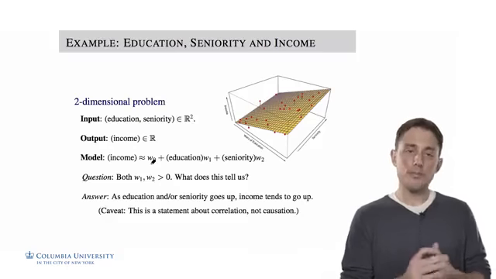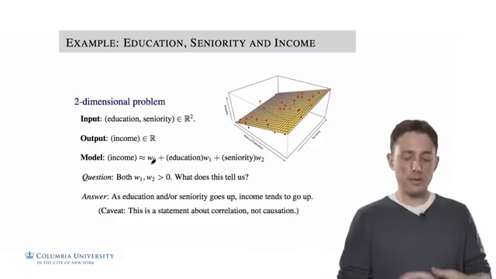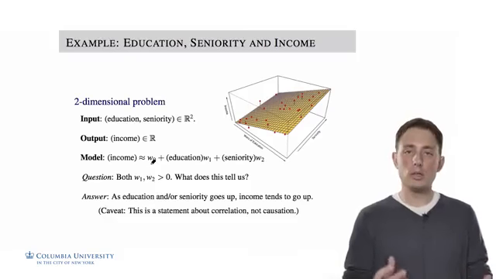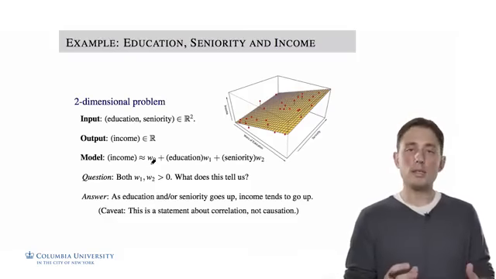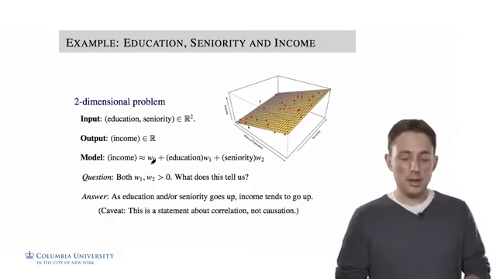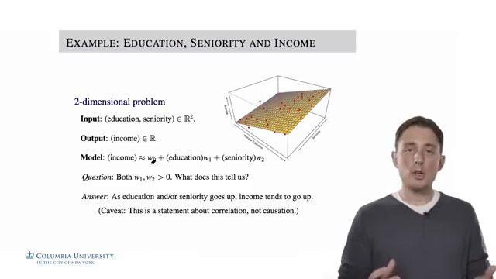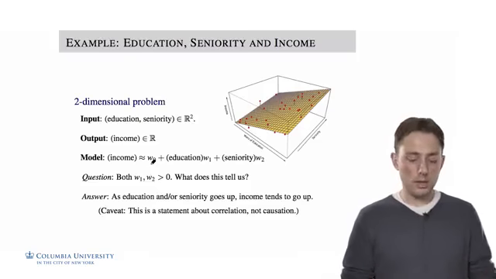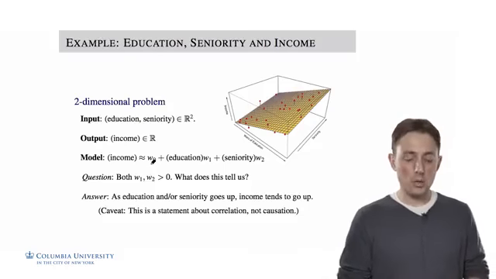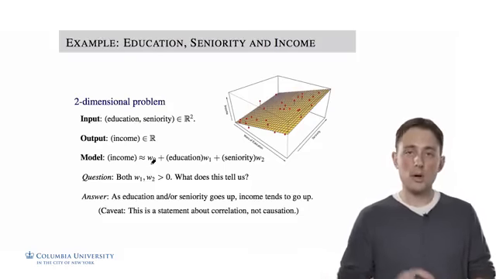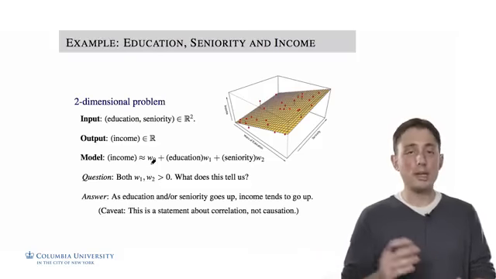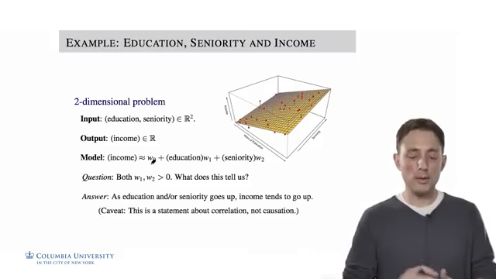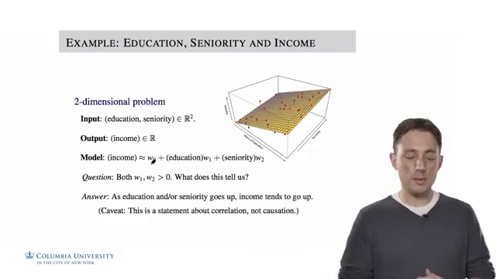So first, we imagine that we have some data, we learn this model, and both weights are positive. What does this tell us? How can we interpret what these weights are telling us? So the answer is that as the education or seniority go up, income tends to go up, because for every unit increase in education or in seniority, we're multiplying that by a positive number, which means that we have an increase in the predicted income.